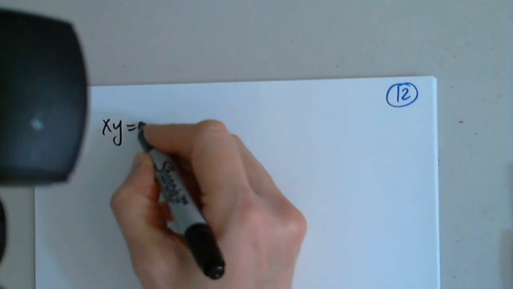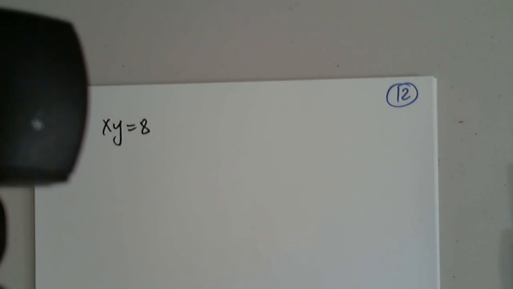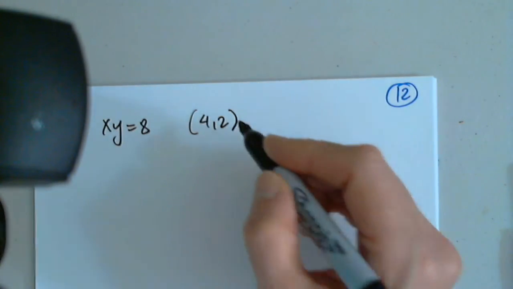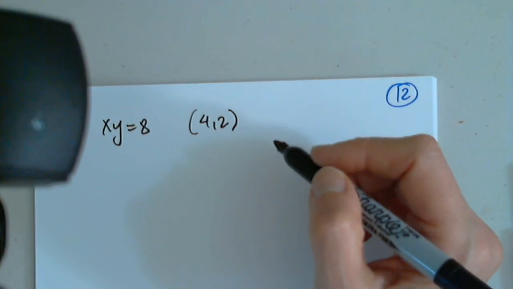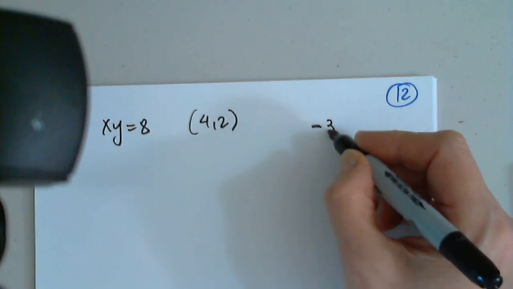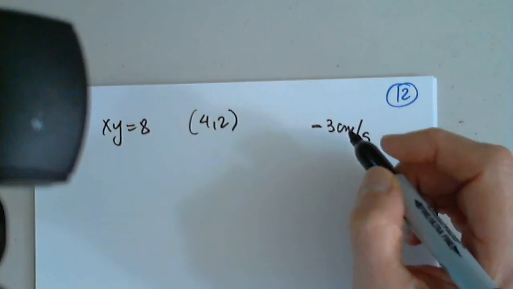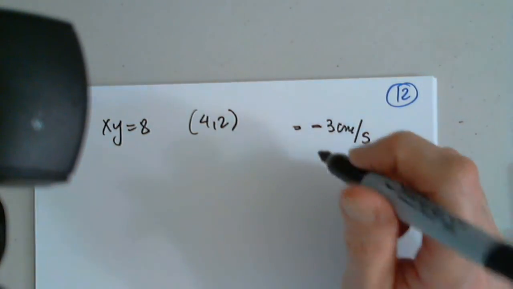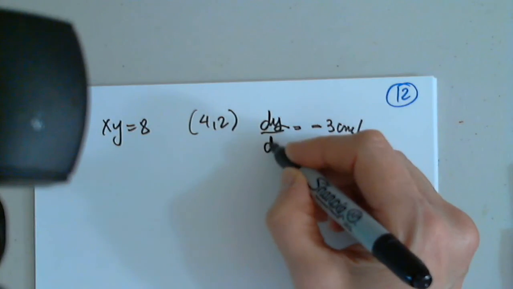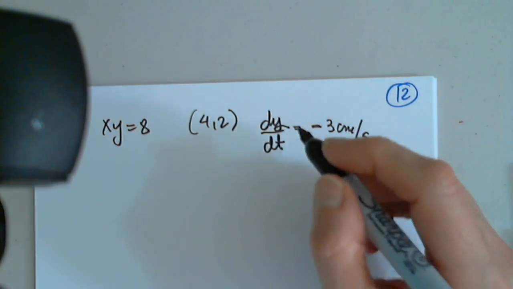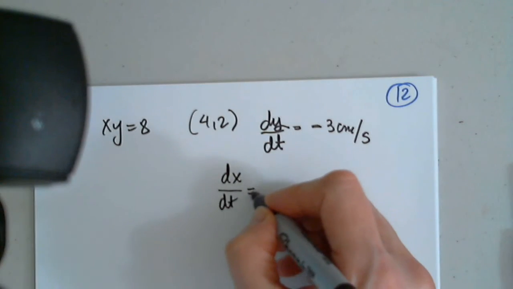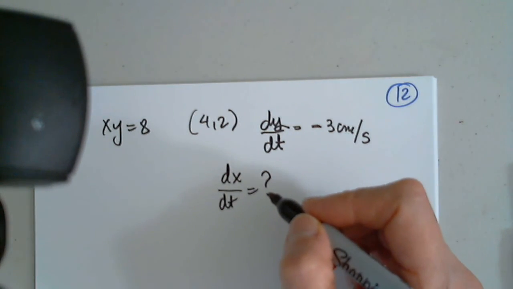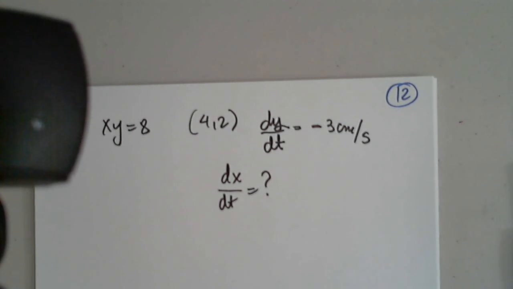So here it is. We have a particle moving along a hyperbola, xy equals 8. As it reaches the point (4, 2), the y-coordinate is decreasing at a rate of 3 centimeters per second, which means this is dy over dt. How fast is the x-coordinate, dx over dt, changing at that instant?